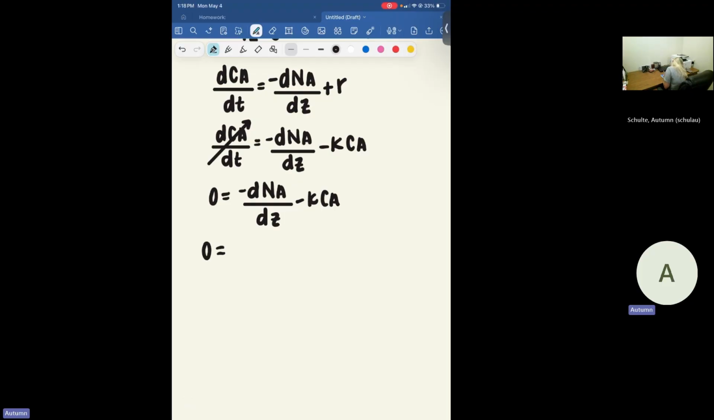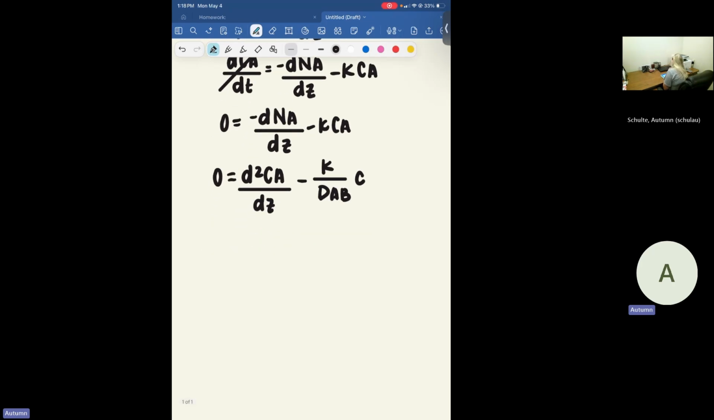So if we do that, we're going to have that 0 is equal to the second derivative of the concentration of A with respect to Z minus K divided by the diffusion coefficient of A through B multiplied by C. And this concentration term is what we are going to be solving for.